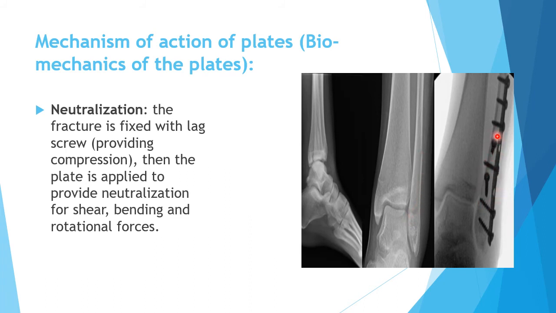The lag screws will obtain the compression across the fracture, and then the plate is applied over the fracture to help neutralize the shear force, bending force and rotational force that can affect the fracture if we have only the compression screws. So in neutralization mode, the fracture is first fixed with compression lag screws, and then the plate is applied over that. The value of this plate in this case is to neutralize shear force, bending force and rotational forces.